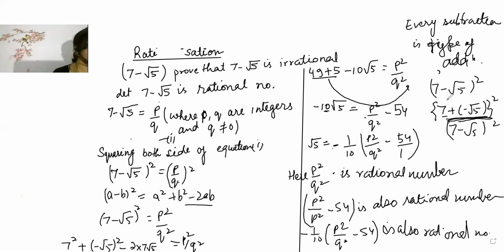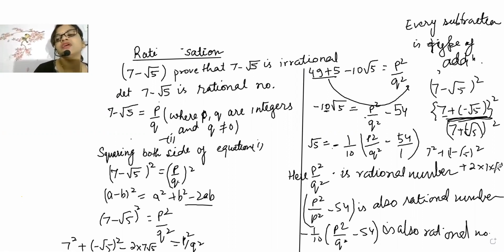Not understood, beta? Every subtraction is a type of addition. I repeat, every subtraction is a type of addition. And whenever you write that, minus can go inside the bracket. Now it is not minus, it is particularly a plus. Now use the plus formula, a square plus b square plus 2ab. So beta, what is a here? A is 7 here. What is b here? B is minus root 5, whole square. Then it is 2 into 7 into minus root 5. So that is why it is coming as minus 2 into 7 into root 5.